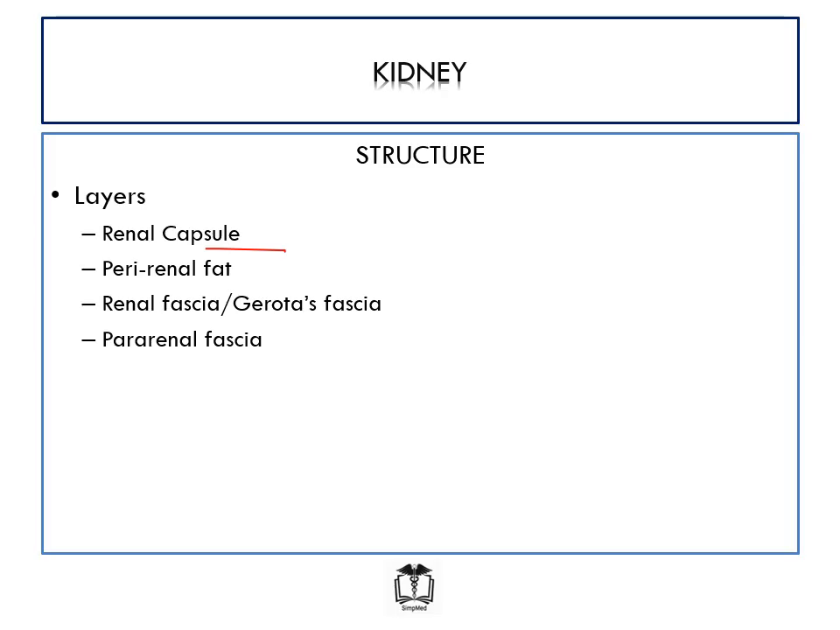After the renal capsule, the next layer is the perirenal fat. Then beyond the perirenal fat, we have the renal fascia, also known as the Gerota's fascia. And then finally, we have the pararenal fascia. So each of these structures tends to surround the kidneys at the lateral border: the renal capsule, the perirenal fat, the renal fascia or Gerota's fascia, and then the pararenal fat or fascia.